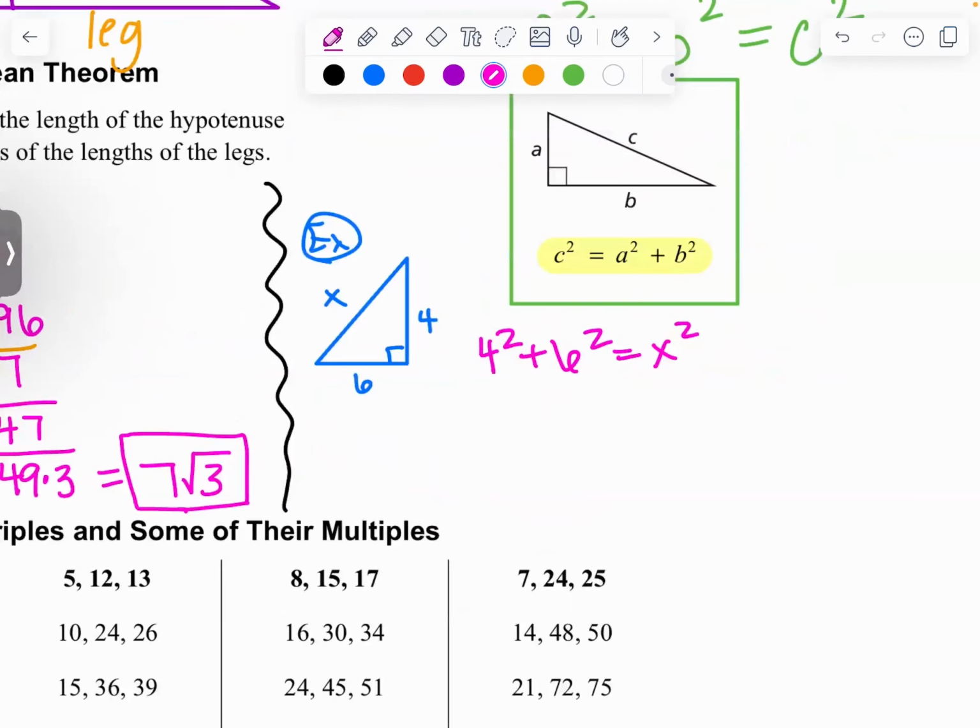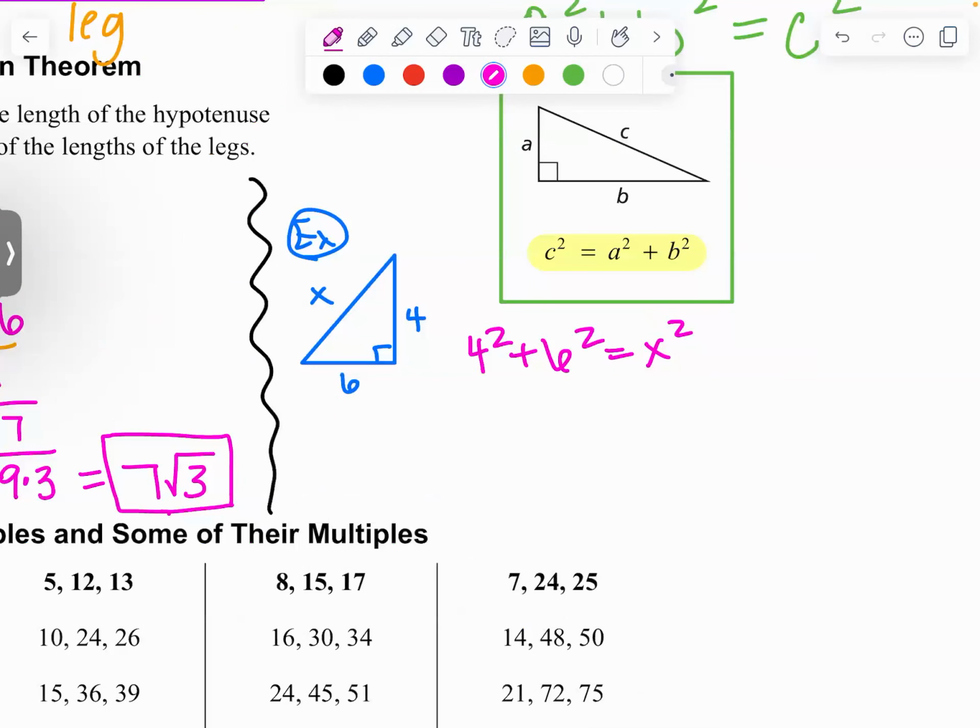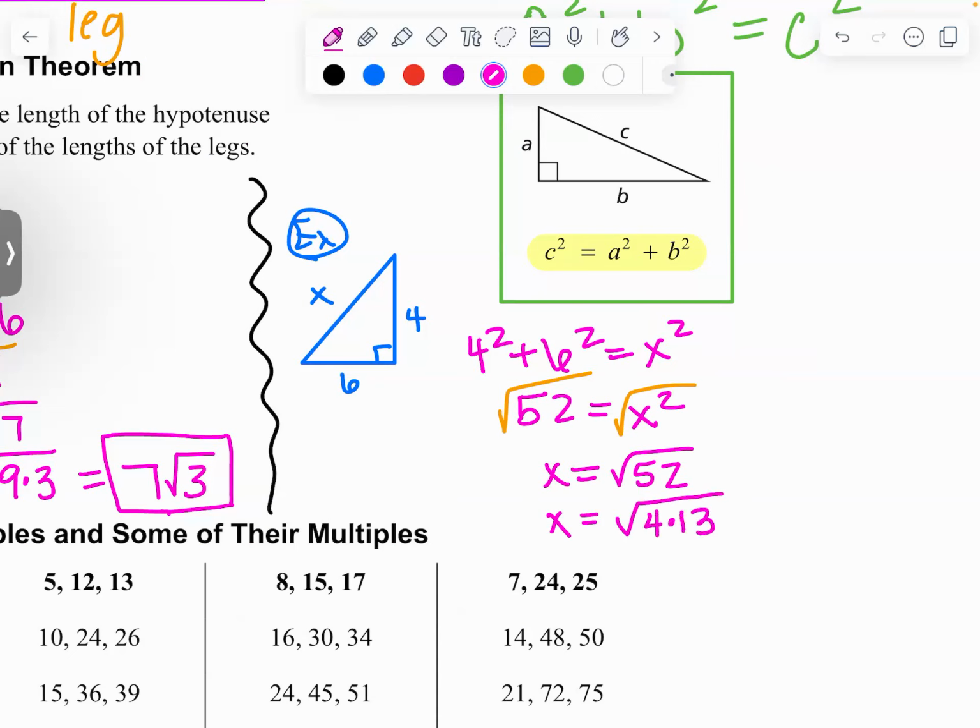I don't know. All right, what's 4 squared plus 6 squared? 52? Okay, so we are going to square root both sides. So x is the square root of 52, but we know 52 is divisible by 4 times what? 4 times 13. So our answer is 2 square root of 13.